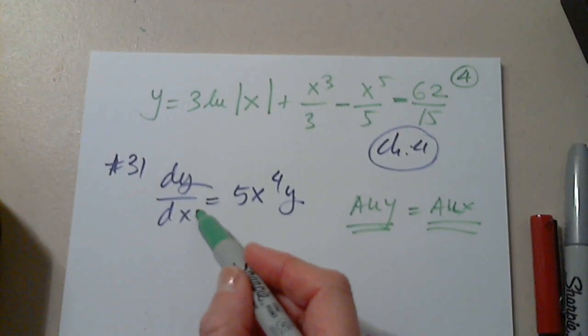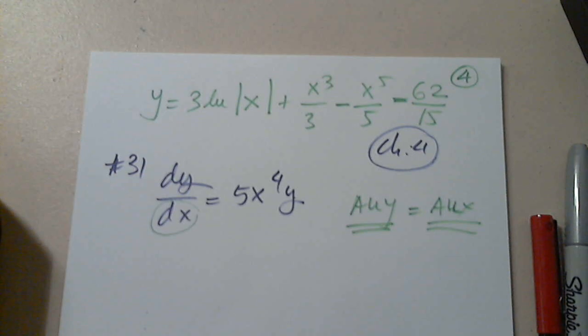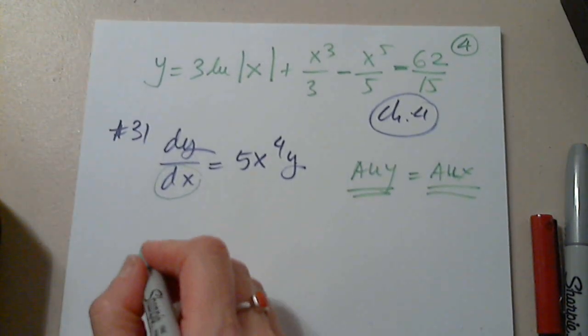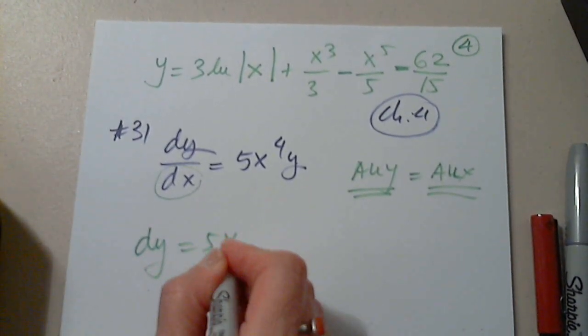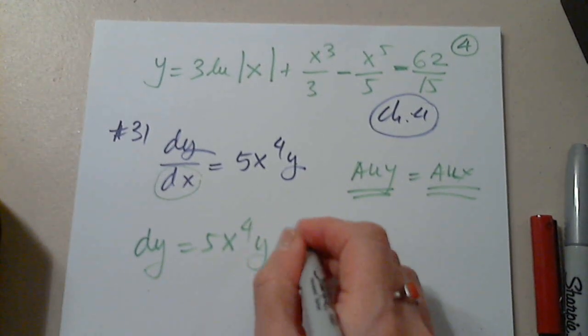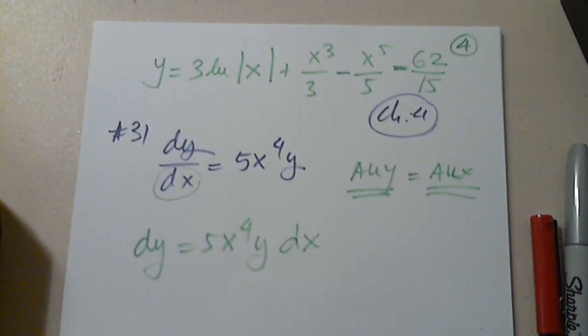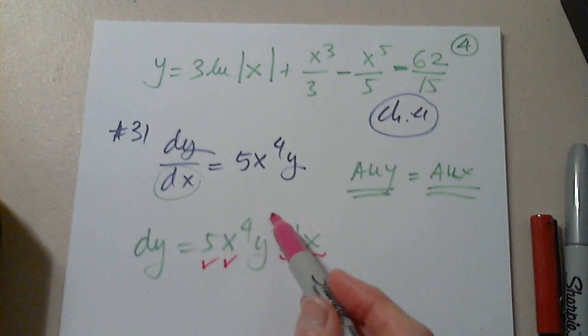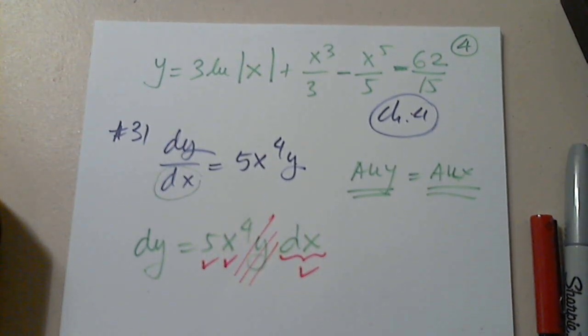The first thing I need to do is multiply both sides by dx, like we did a minute ago. So then dy equals 5x to the fourth y dx. Now, I'm happy with this. It can stay on the right-hand side. I'm happy with this. It can stay on the right-hand side. And I'm happy with this. It should stay on the right-hand side. But I'm not happy with this. This does not belong on the right-hand side.